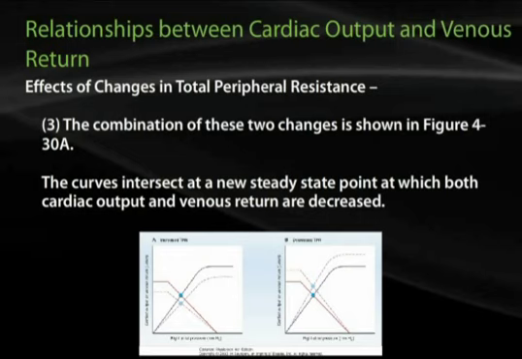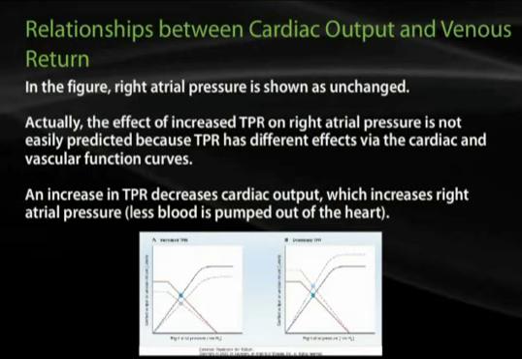The third effect is the combination of these two changes, shown in Figure 4-30A. The curves intersect at a new steady state point at which both cardiac output and venous return are decreased. The blue circle simply shifts downward in position. In the figure, the right atrial pressure is shown as unchanged, but actually, the effect of increased TPR on right atrial pressure is not easily predicted because TPR has different effects via the cardiac and vascular function curves.